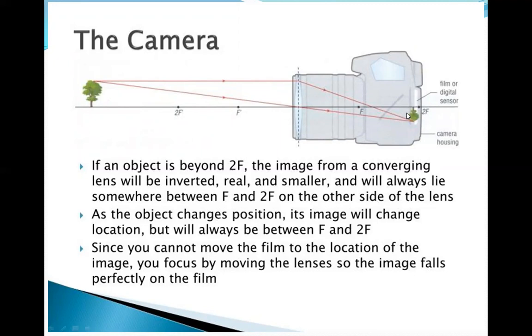You can see from here that the image formed in a camera is inverted, real, and always smaller. Since you cannot move the film to the location of the image, you can focus by moving the lenses so the image falls perfectly on the film.